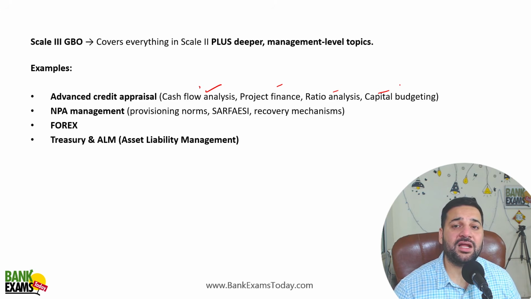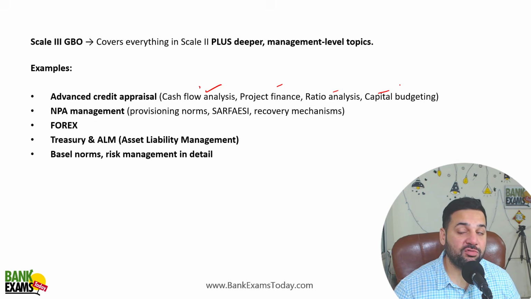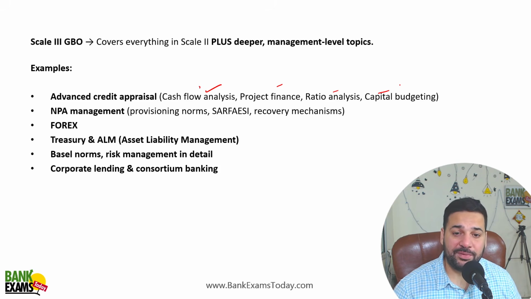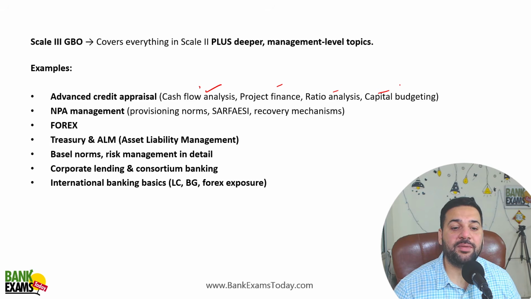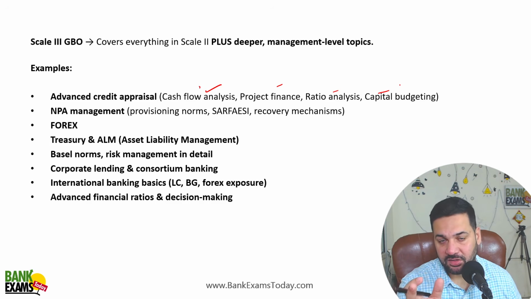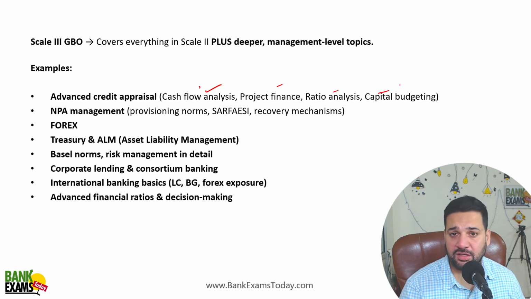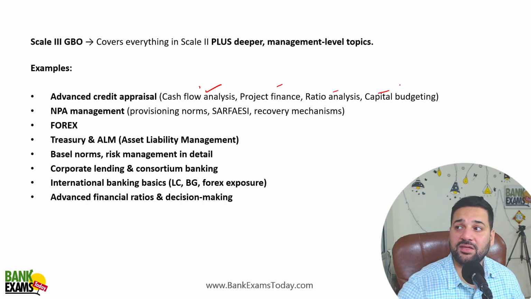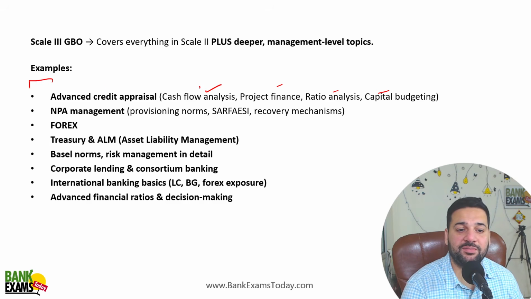Treasury and ALM, asset liability management, Basel norms, you need to go in depth. Risk management, we need to go in depth. You need to understand the risk management concepts. Corporate lending and consortium lending, international banking basics like letter of credit, bank guarantee, Forex exposure, you need to cover that in detail. Advanced financial ratios and decision making. These are the additional topics over and above whatever we are covering in Scale 2. In Scale 2, these concepts are not there.